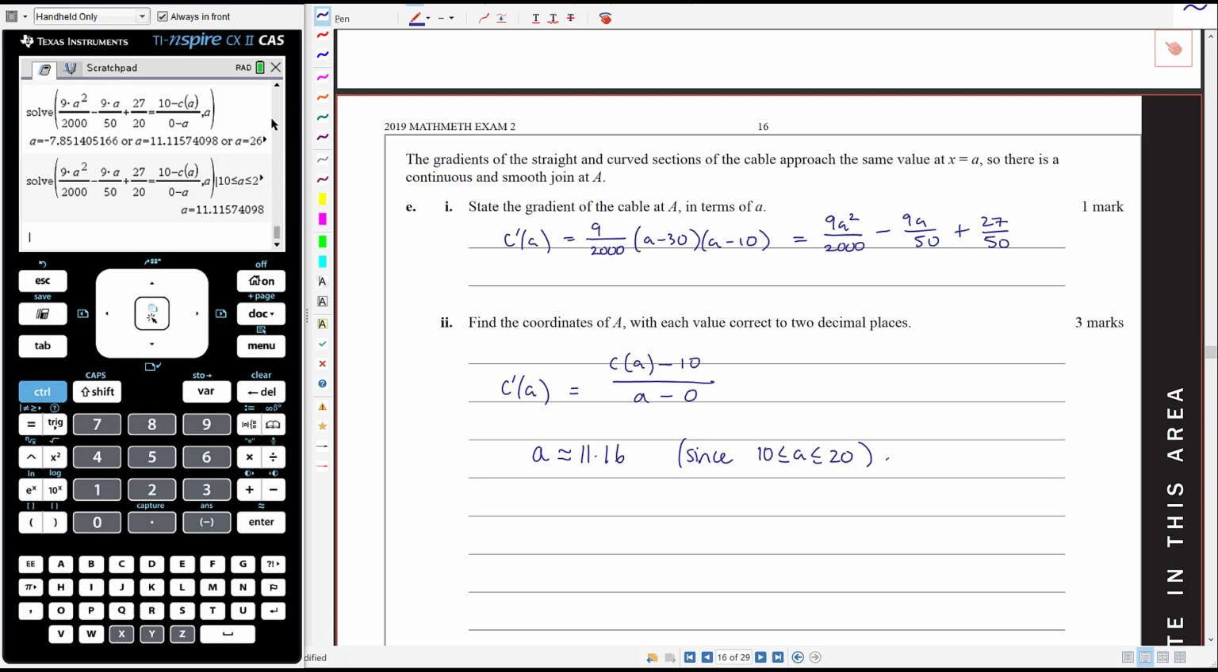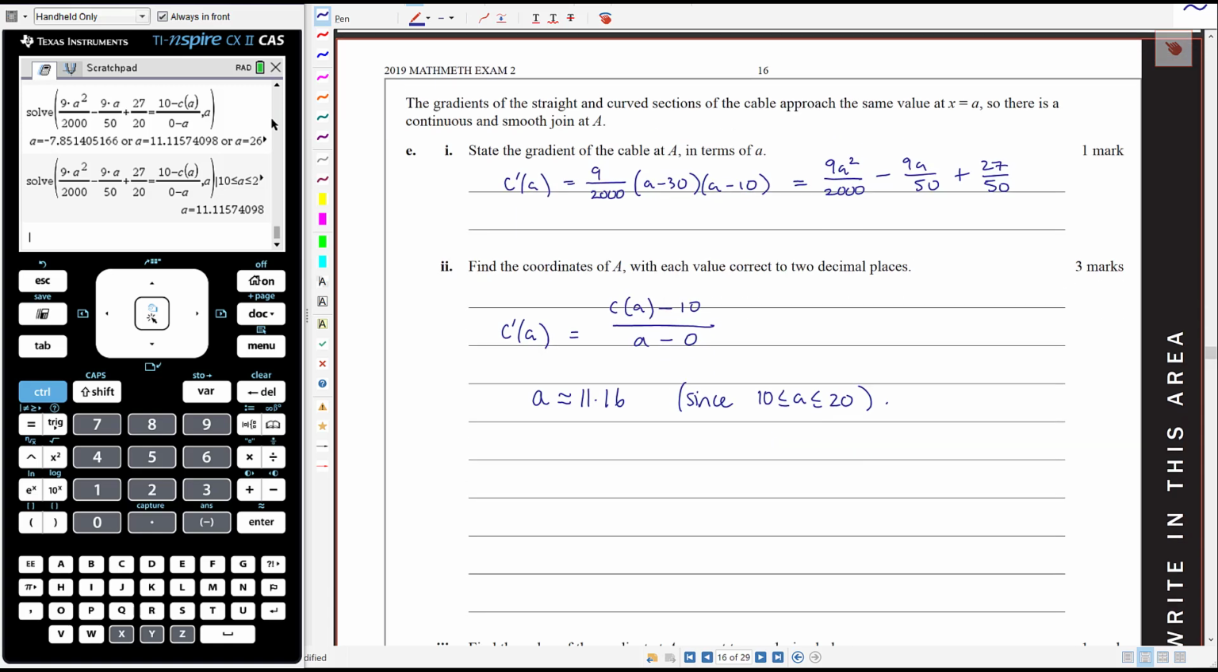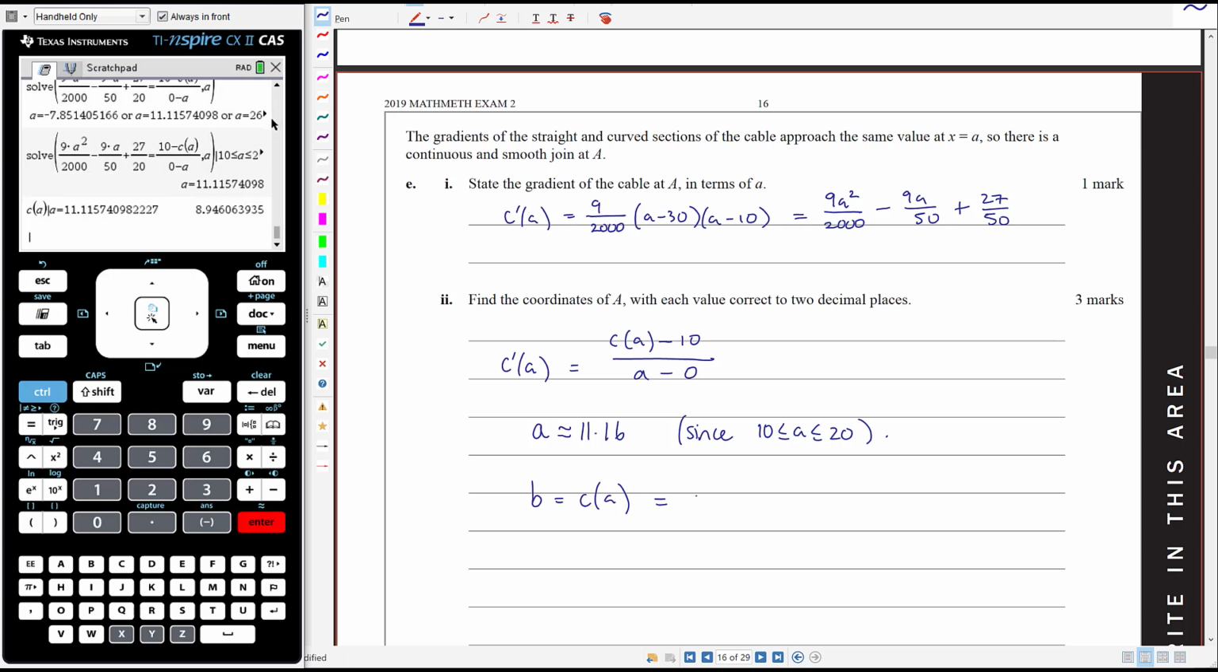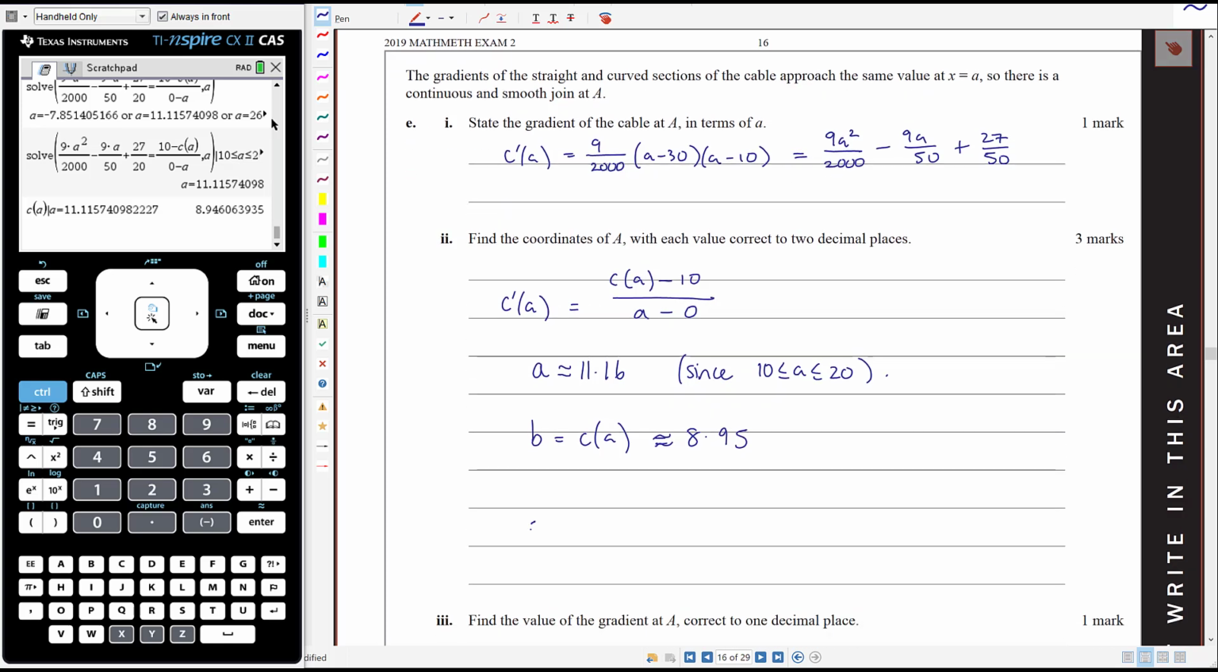Find the coordinates of A. Okay, so that's A, and we know that B is C at A, so we're going to substitute that back in. So C at A, given that A is that, and so C is approximately 8.95, correct to 2 decimal places, and so therefore A is 11.16, 8.95.